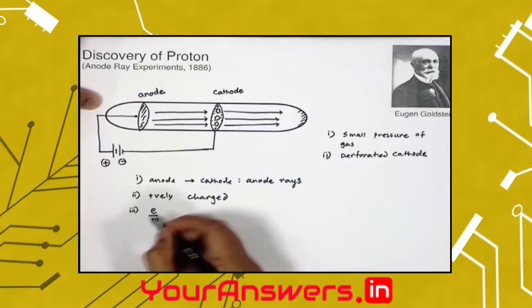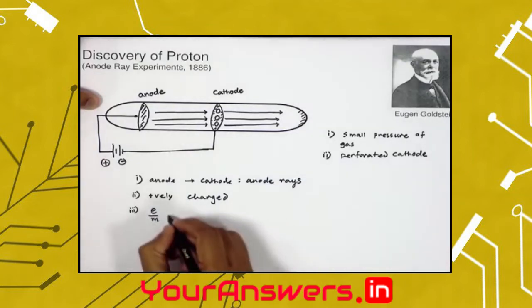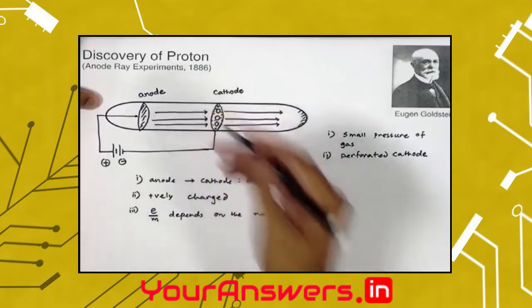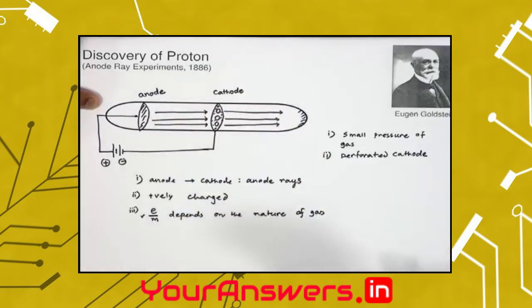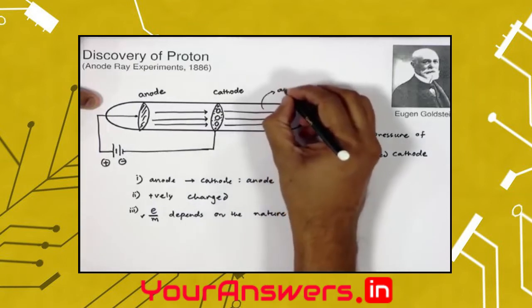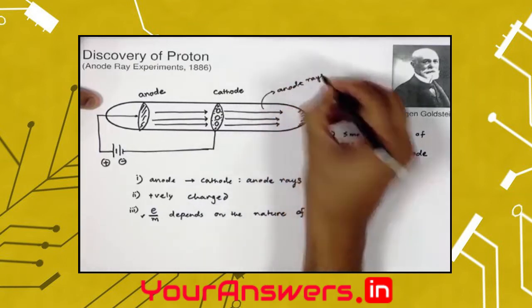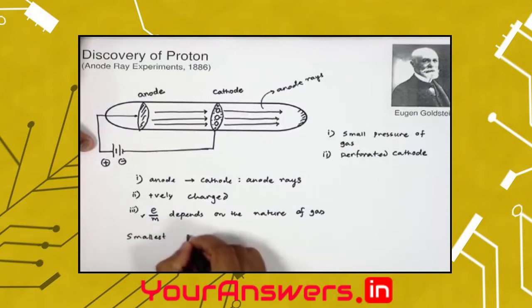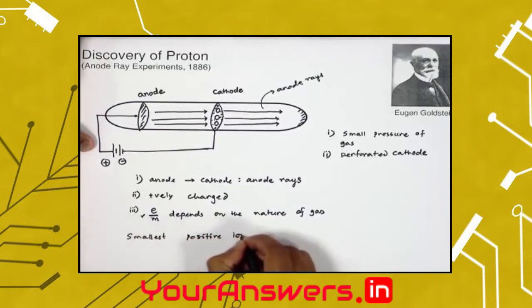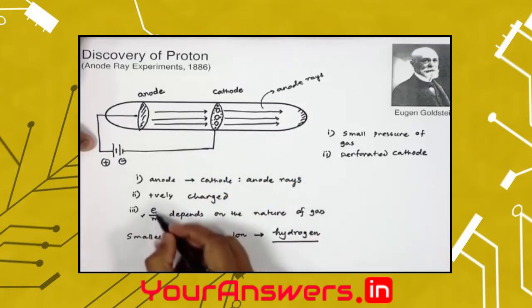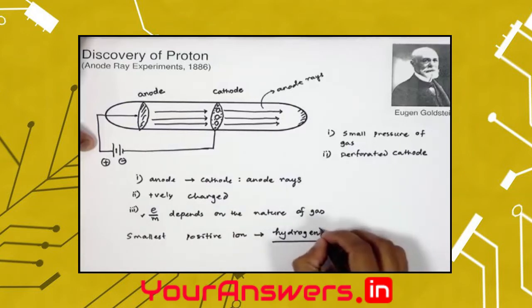What was observed, however, is that this e/m, the charge to mass ratio, depends on the nature of the gas. If you use hydrogen, you have a certain value of e/m. If you use helium, it has some different value of e/m for these anode rays. So, these are called anode rays. By doing several experiments, it turned out that the smallest positive ion, the lightest ion that had the smallest mass, was coming from the hydrogen atom.